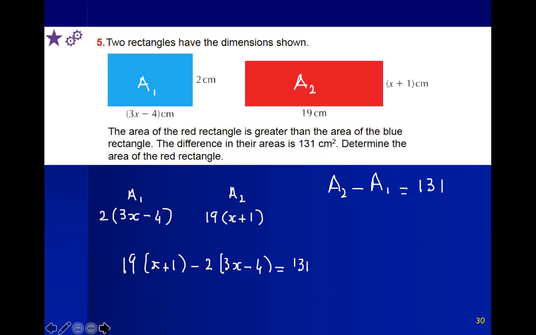Okay, so you could see there was a little bit of cognitive thinking to do here, because it was easy to just say, oh, this take away this is 131. We wouldn't have got the right answer, because you needed to do the bigger one take away the smaller one as a positive value. Because if it's the smaller one take away the bigger one, then you would get a negative value. Okay?